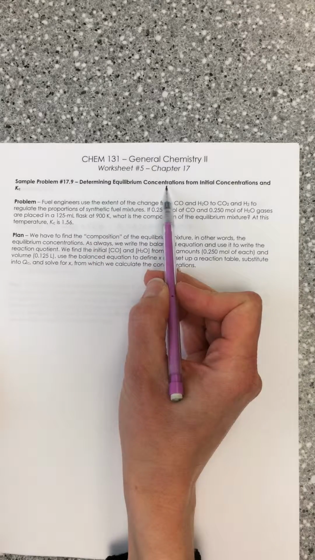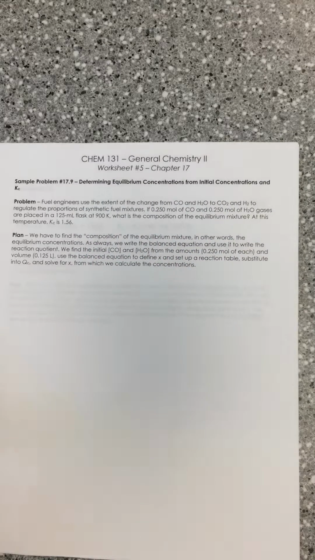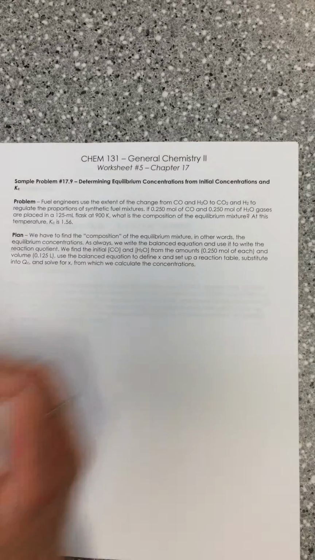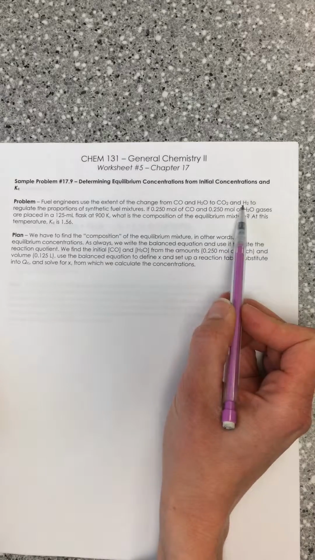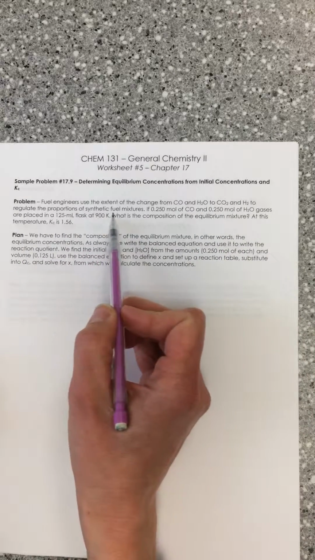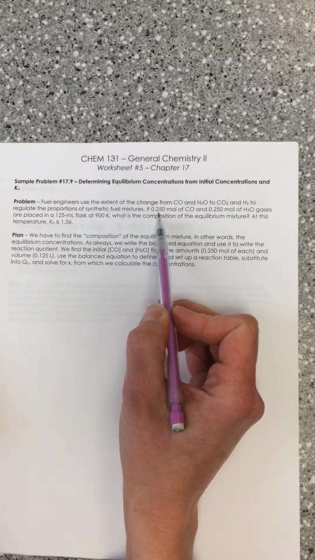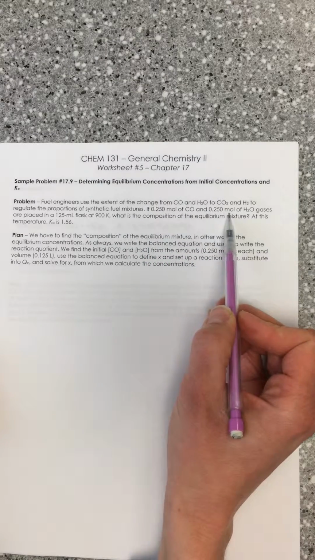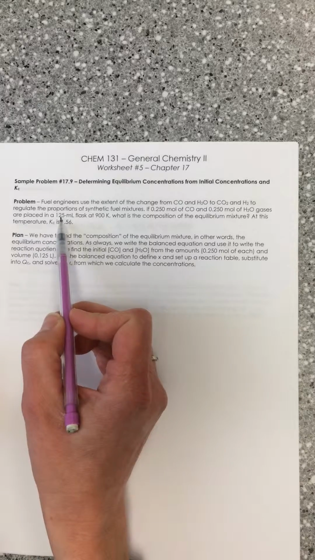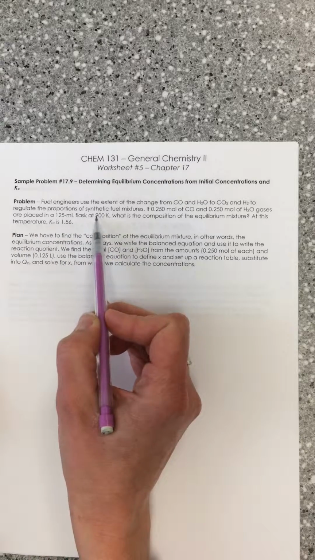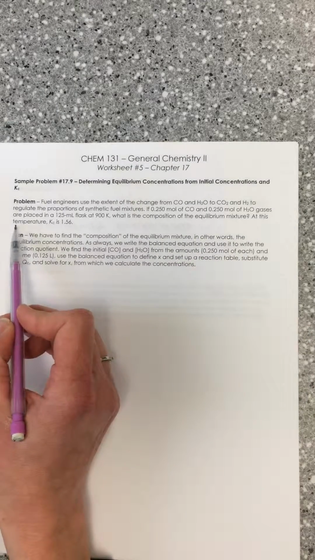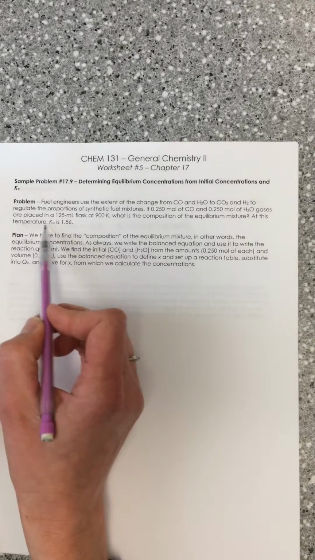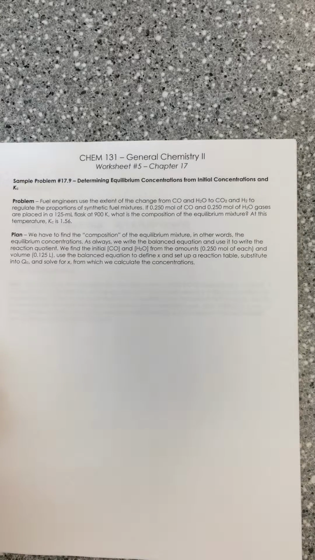We're going to determine equilibrium concentrations when we're given initial concentrations and an equilibrium constant. So fuel engineers use the extent of the change from CO and H2O to CO2 and H2 to regulate the proportions of a synthetic fuel mixture. So we've got 0.250 moles of CO, 0.250 moles of H2O gases. We're putting them in a 125 milliliter flask at 900 Kelvin, and we'd like to know what the composition of the mixture is at equilibrium. At this temperature, the Kc value, the equilibrium constant for this reaction, is 1.56.